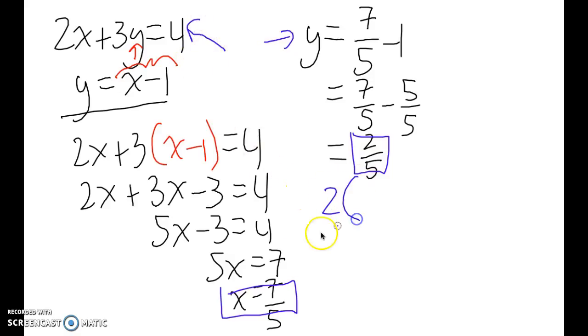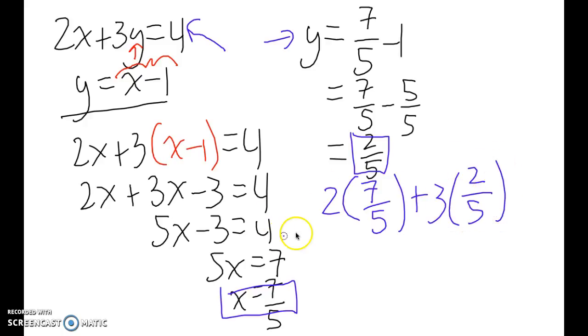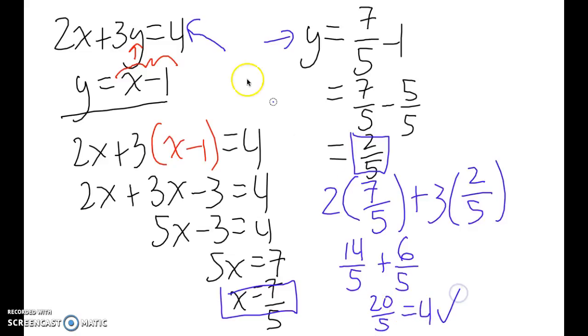So 2 times x, which I accidentally wrote over, but you can see is 7/5, and then plus 3 times y, which was 2/5. Now the fractions might make you nervous, but checking to see if this does in fact equal 4 will tell us whether or not we did the process right. So I get 14/5 plus 6/5. Well, that's the same thing as 20/5, which of course is 4. Therefore, we know we've done the process correctly.